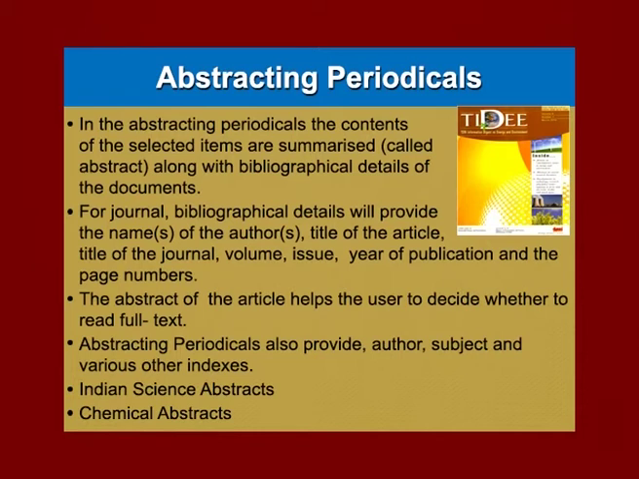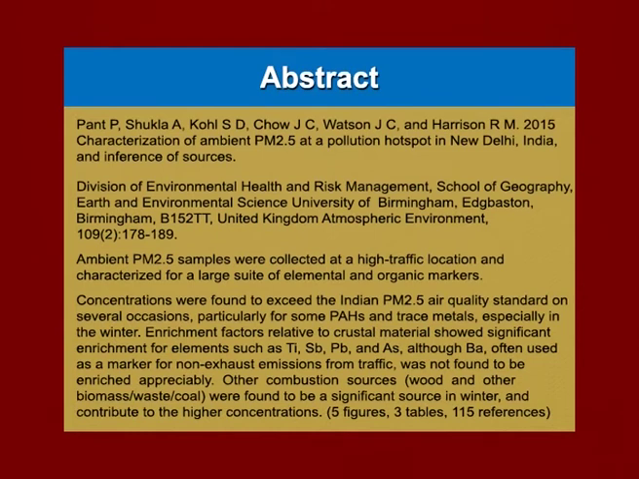Abstracting articles also provide author and subject indexes as well. Now this is typically an abstract. You can see that authors' names are there and at the end of the line you can find the publication year, then the title of the article, then the abstract starts, and at the end of the abstract you can find the number of references etc. mentioned there.